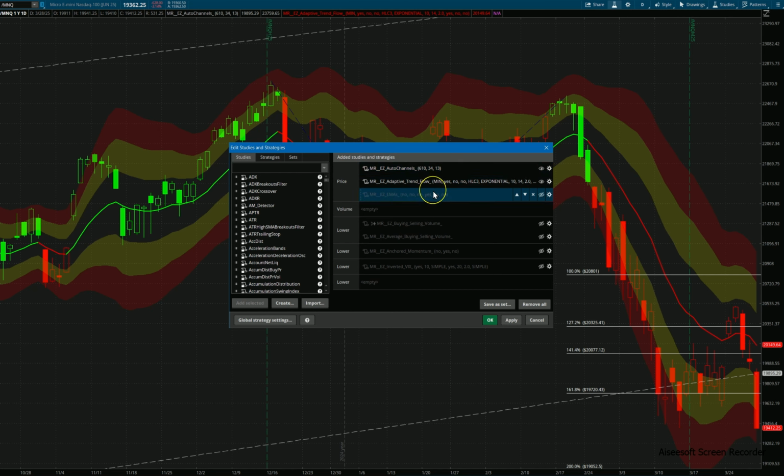All right, so let's throw an EMA on there, because moving averages always help. So we throw the EMA on, and we apply that.